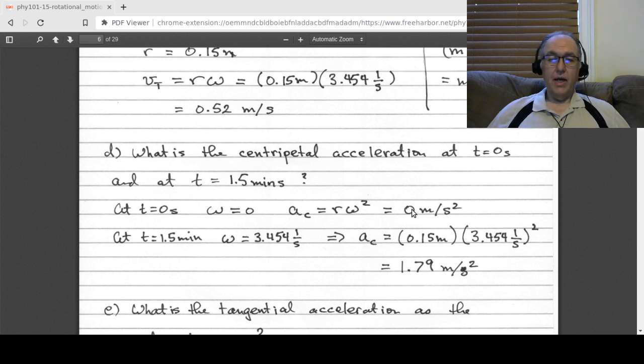You start from 0, and the centripetal acceleration grows and grows and grows. It has to grow, because as it turns faster, you're going to need more centripetal acceleration to keep the thing on the circle.